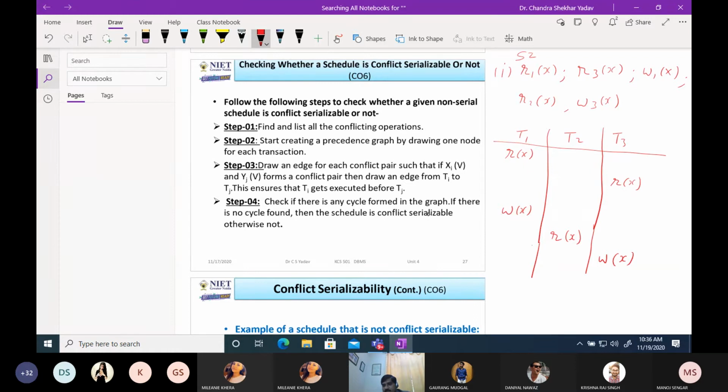How many nodes will be in the precedence graph? Very quick. 3. And then we will represent conflicting instructions with the help of edges. And if a cycle is present in the precedence graph, then the schedule is not conflict serializable. And if there is no cycle, then the schedule is conflict serializable. Did you get it? Yes, sir. Solve this question and let me know whether S2 is conflict serializable or not.